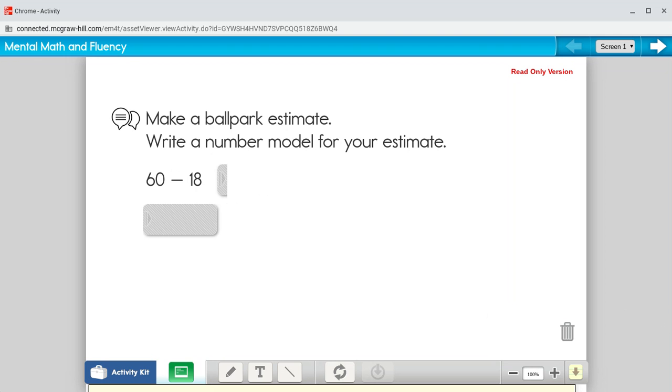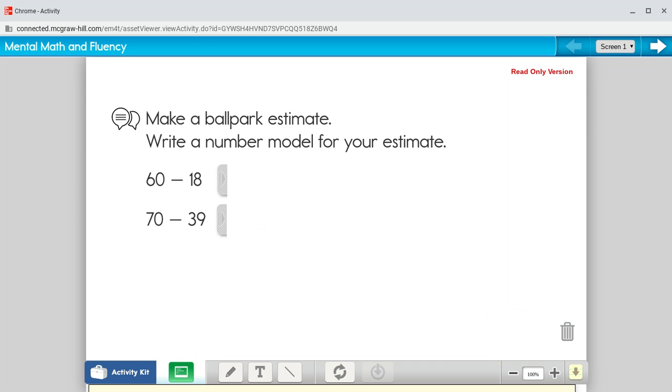So I know that 18 is between 10 and 20. It's 8 hops away from 10. So I'm not going to go all the way back to 10, but it's only 2 hops away from 20. So my ballpark estimate would be 60 minus 20. And that would only be 2 more than the actual answer because 18 is 2 less than 20. All right, let's take a look at another one.